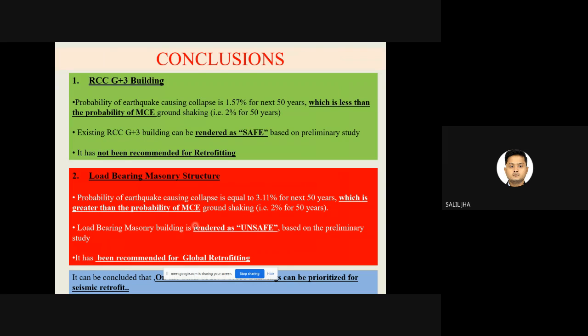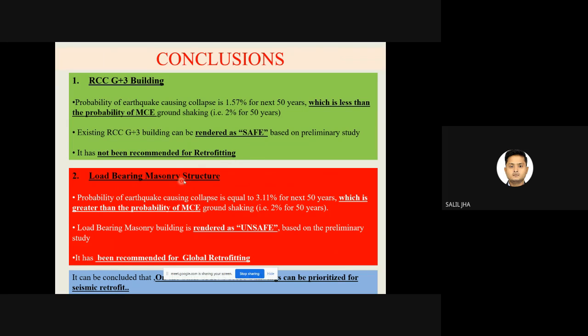So now move on to the next slide. These are the few conclusions which have been made. Last but not the least, these following conclusions are the gist of the paper. The RCC G+3 building has been rendered as safe as per the preliminary study, because the probability of collapse causing earthquake is less than the probability of MCE shaking. Hence, it has not been recommended for retrofitting, as we can see here.